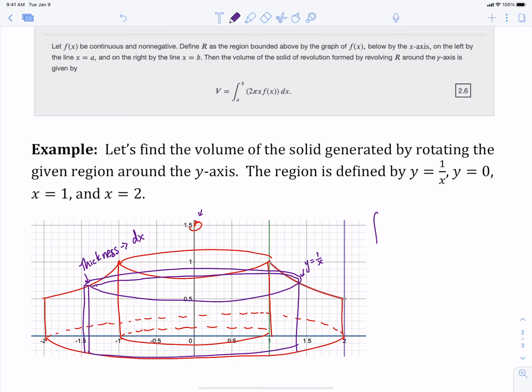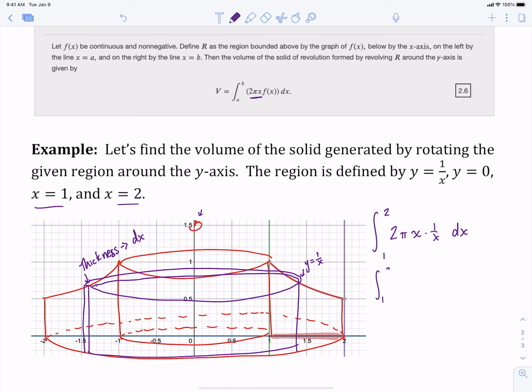And our integral is that we're going to look at this from 1 to 2. Those are our limits of integration. That's the part of the x-axis we're looking at from here, 1 to 2. That's what we spun around. And then our function that we're taking the integral of is going to be 2 pi x. And that's our radius of the top of our cylinders. And then times 1 over x, because that gives us the height of our cylinders. And then times dx, because that's the thickness of our cylinders.